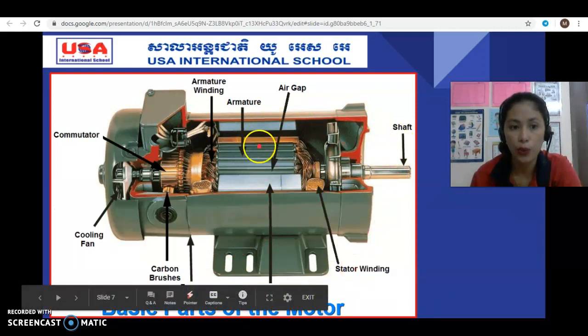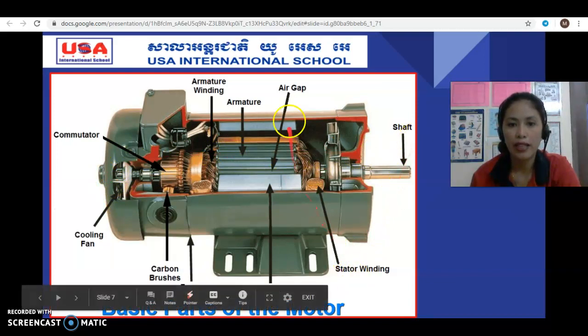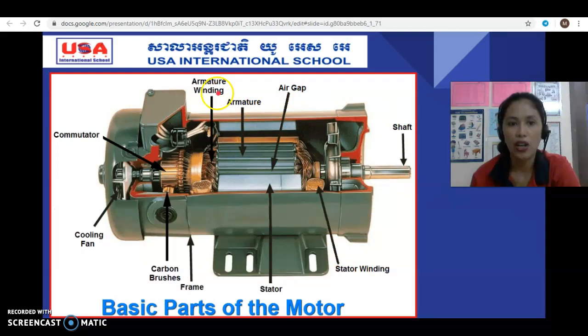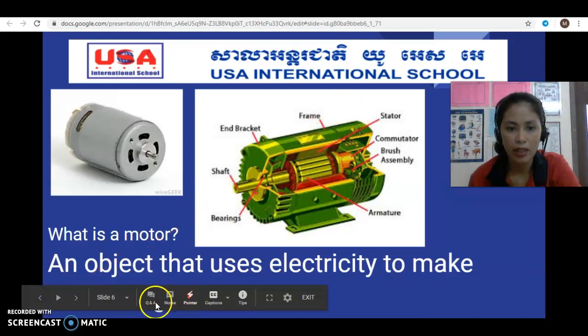So again, we will not go through it, but I just want to show you what the parts of the motor are. Even the motor has a cooling fan to keep it from getting hot, right? The shaft, the stator winding, the air gap, armature winding, commutator, cooling fan, carbon brushes, and what else? And we have two more, but they are covered. Okay, let's wait for a minute. All right. So again, similar with this, the frame, right? The bracket.